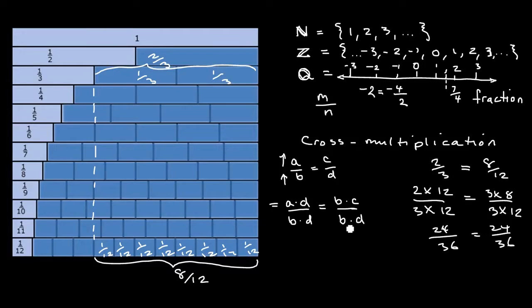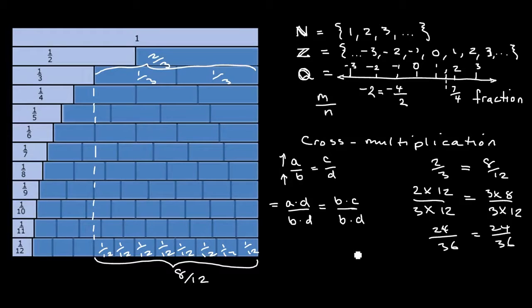Now you can see why this works, because if we're taking those two numbers, we could have taken any number, but if we're taking those two numbers and multiplying, then we're going to end up with the denominator being exactly the same. And that's why the cross multiplication method works.